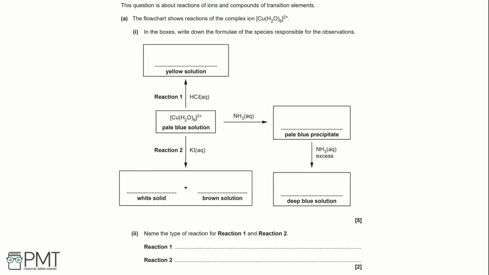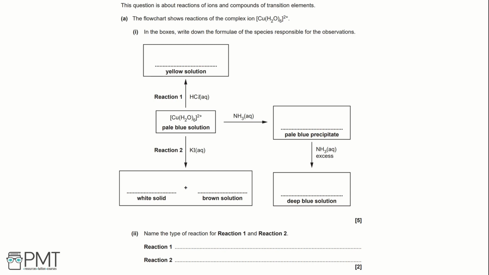This question is about reactions of ions and compounds of transition metals. Part A. The flowchart shows reactions of complex ion [Cu(H2O)6]2+. Part 1. In the boxes, write down the formulae of the species responsible for the observations.